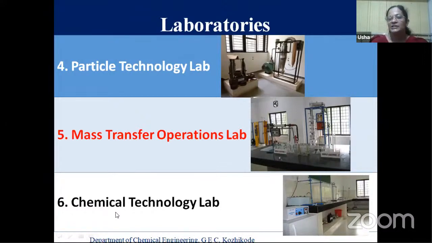The other lab is the chemical technology lab. In the chemical technology lab you do oil analysis: the acid value, the iodine value, and the saponification value. For soap production you find out the saponification value. These types of experiments are done in this chemical technology lab.